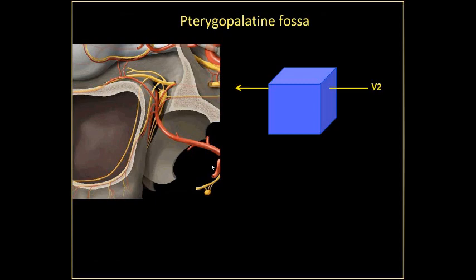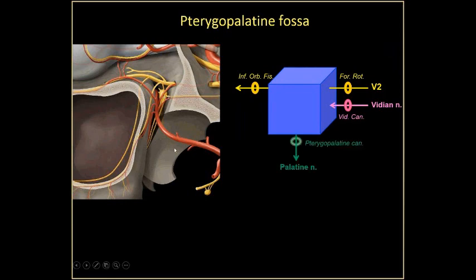So V2, the maxillary division of the trigeminal nerve, traverses along the superior aspect of the pterygopalatine fossa, and it goes through and through, and that is this nerve here. It goes through the foramen rotundum, and it comes out from the inferior orbital fissure. The Vidian nerve goes through the Vidian canal here and enters the pterygopalatine fossa to join the pterygopalatine ganglion. And then inferiorly, we have the palatine nerves, the lesser and greater palatine nerves that traverse the pterygopalatine canal and extend inferiorly to the palate. So these are the major nerves that go through the pterygopalatine fossa.